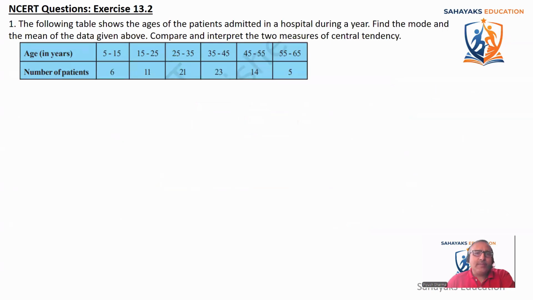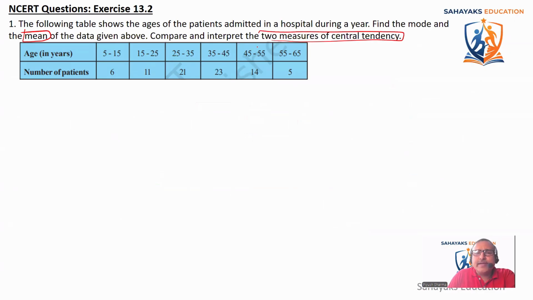The following table shows the ages of patients admitted in the hospital during the year. Find the mode and the mean. See, we are not computing mean here. We have computed mean so many times now. But if it comes in exam, you have to compute. But by now, you've learned how to compute mean. That's why I'm just omitting it. Compare and interpret the 2 measures of central tendency.